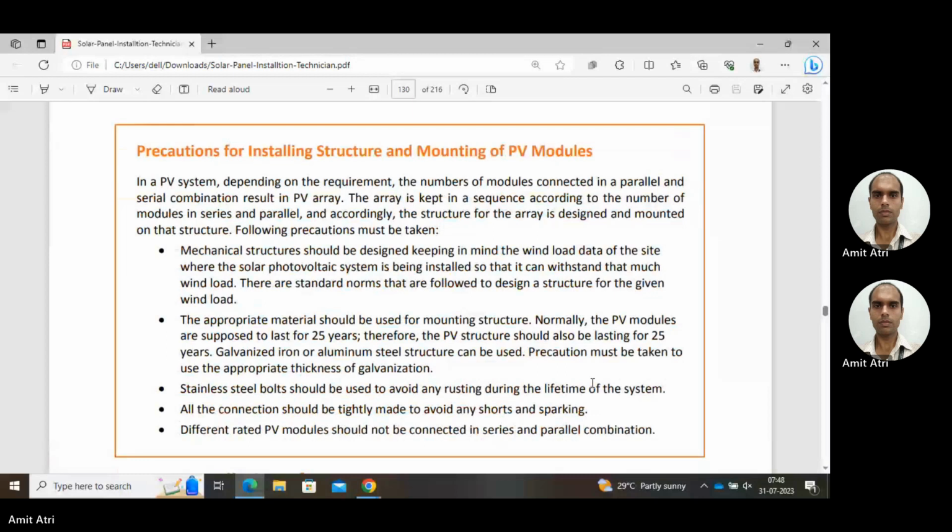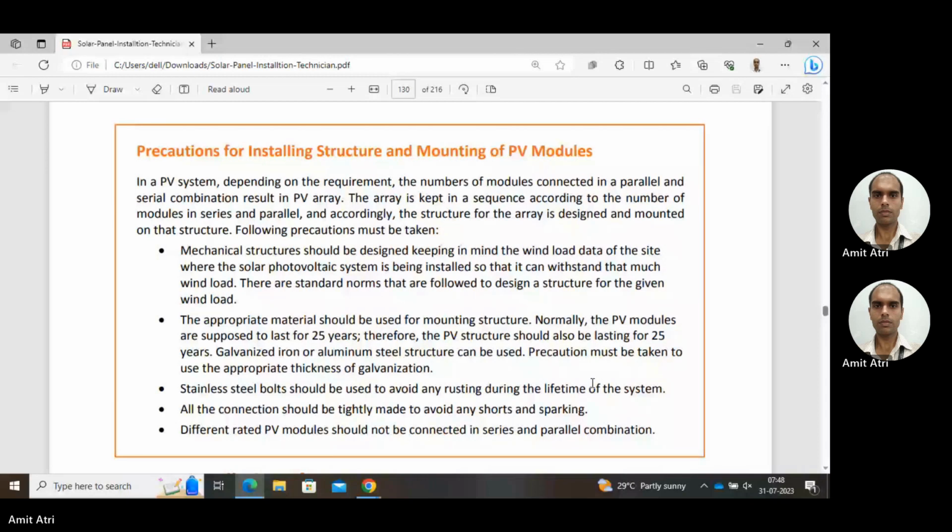Mechanical structures should be designed keeping in mind the wind load data of the site where the solar photovoltaic system is being installed, so that it can withstand that much wind load, means the wind that is flowing. With a high velocity wind, our panel structure should be strong enough to withstand that. So we have to design it and give it more strength. There are standard norms that are followed to design a structure for the given wind load, so we have to follow those standard norms.